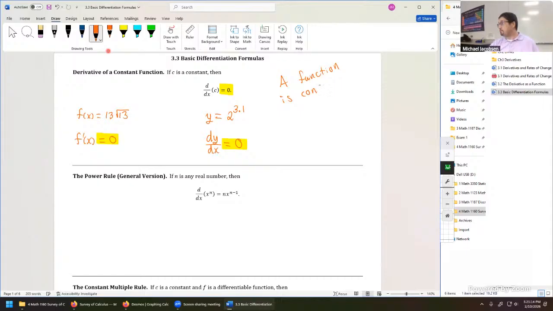a function is constant if there is no variable in its definition.